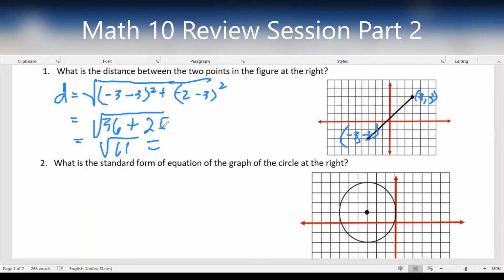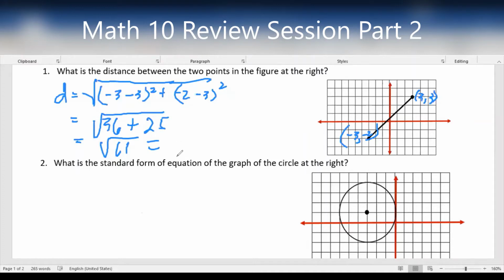So if you want to write it in decimal form, it's 7.81. Square root of 61 is 7.81. So it's Jamila and, why is your point wrong, Luis? Sayang yung point.